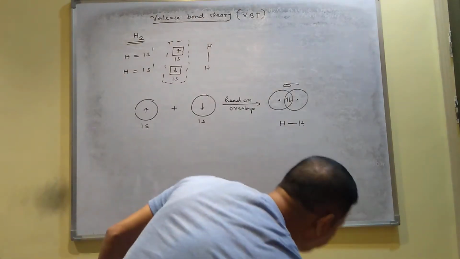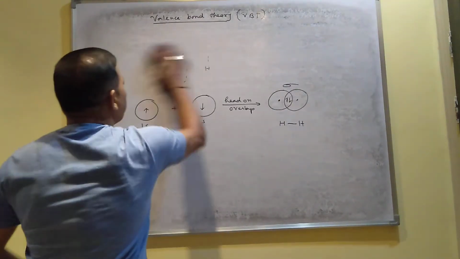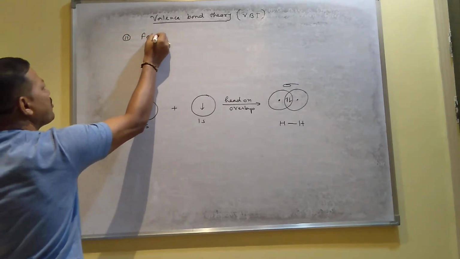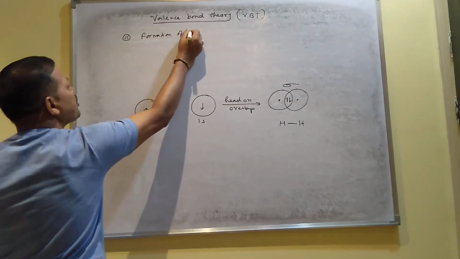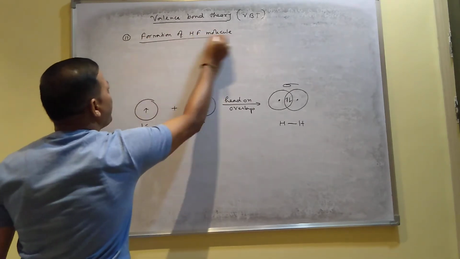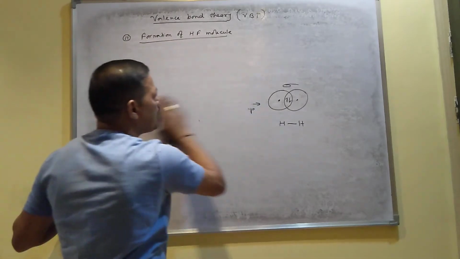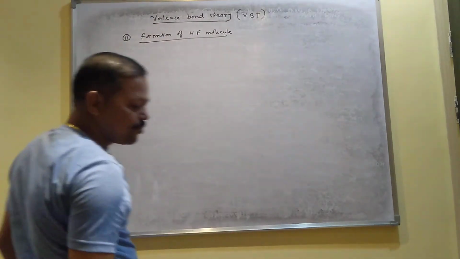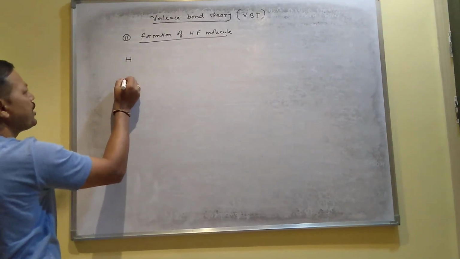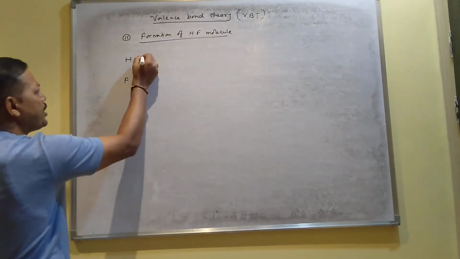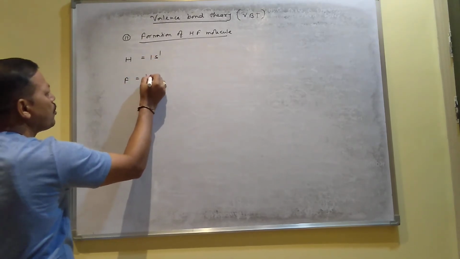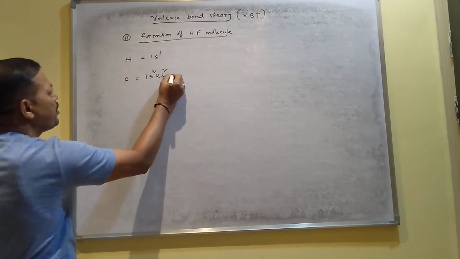So similarly, number 2, formation of HF molecule, the hydrogen fluoride molecule. If you want to draw the orbital diagram of this molecule, here two atoms are present, one is hydrogen, one is fluorine. Hydrogen configuration you know 1s1, fluorine configuration you know 1s2, 2s2, 2p5.